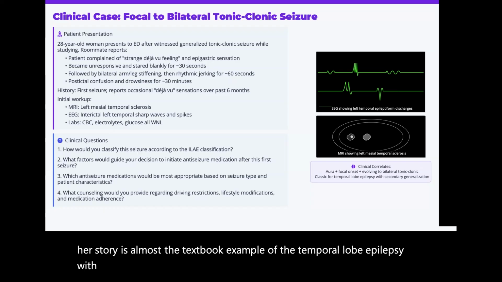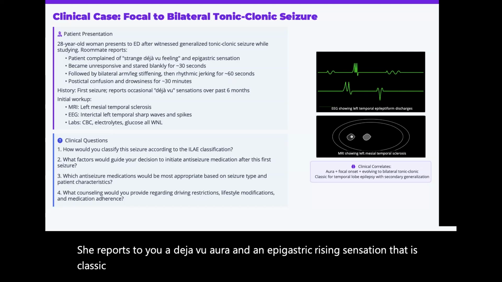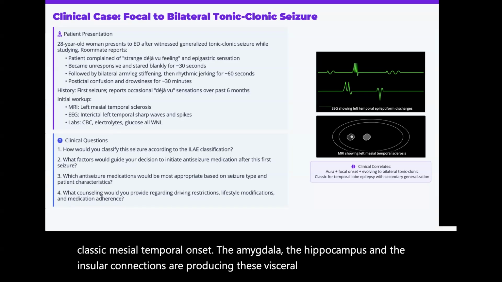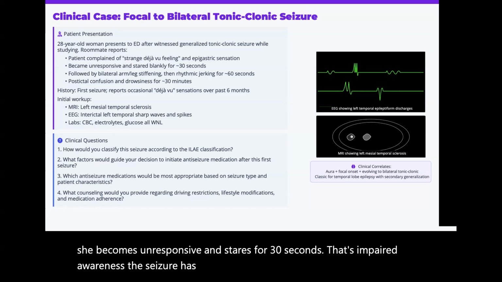So look at her sequence. She reports a deja vu aura and an epigastric rising sensation. That is classic mesial temporal onset. The amygdala, the hippocampus, and the insular connections are producing these visceral warning signs, and then she becomes unresponsive and stares for 30 seconds. That's impaired awareness. The seizure has now spread to networks controlling consciousness.